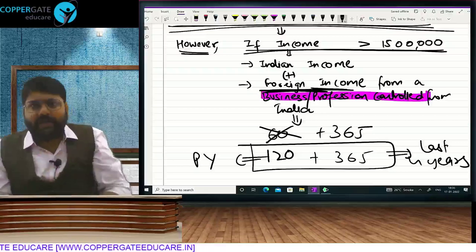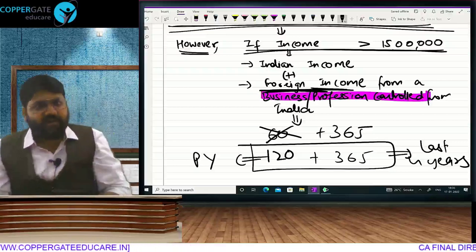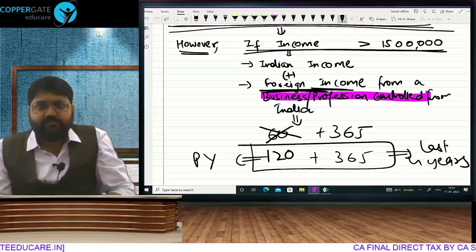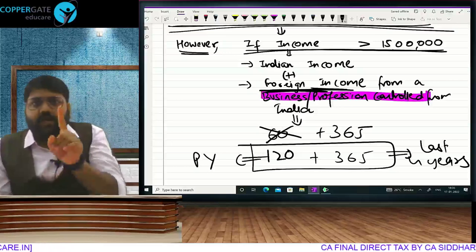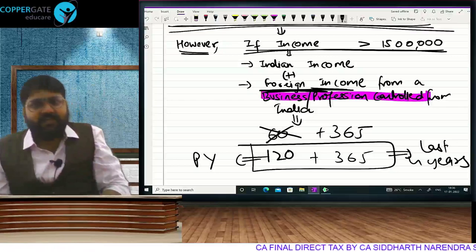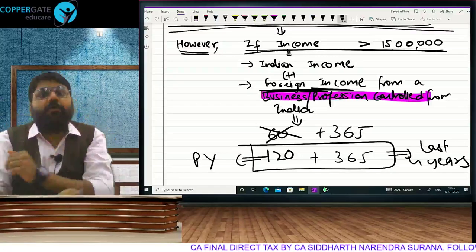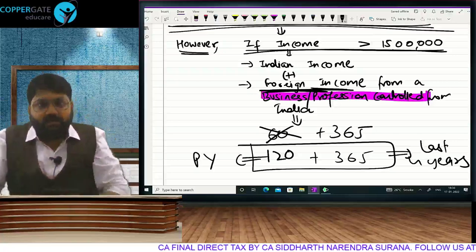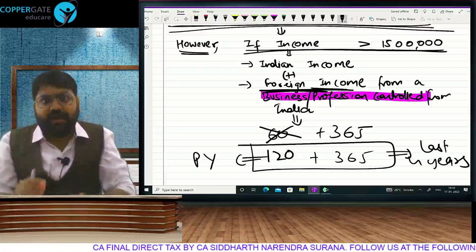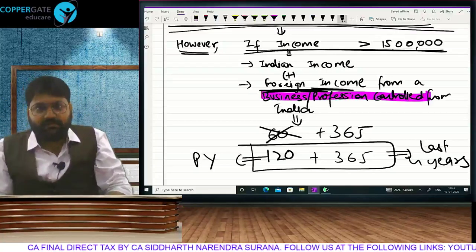Then we came to two exceptions. Two exceptions where only 182 will apply, 60, 365 will not apply. What are the two cases where 60, 365 will not apply? If a citizen is going outside for employment or earning, and in case of crew member, the CDC period will be excluded. And second, a citizen or PIO who is coming for visit. Only visit. So if you come for income, then both conditions apply. But if you come for visit, then only condition 1 applies.